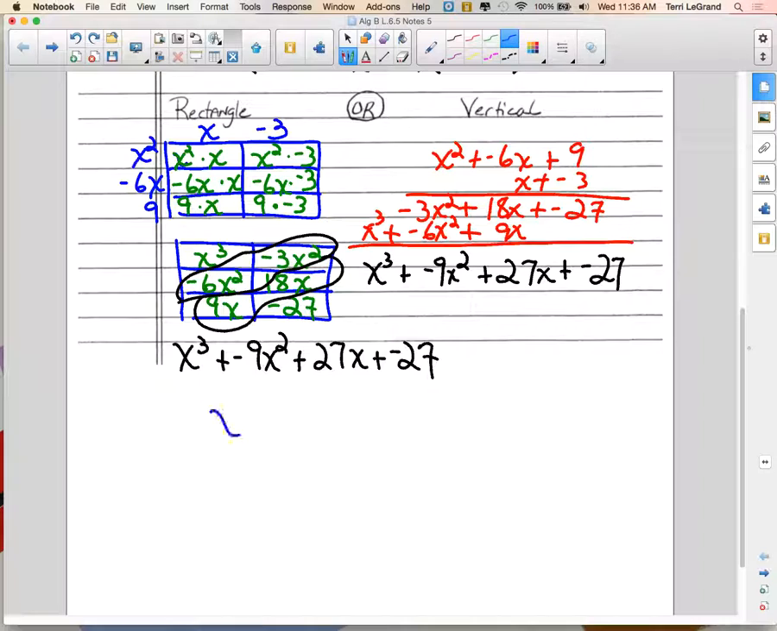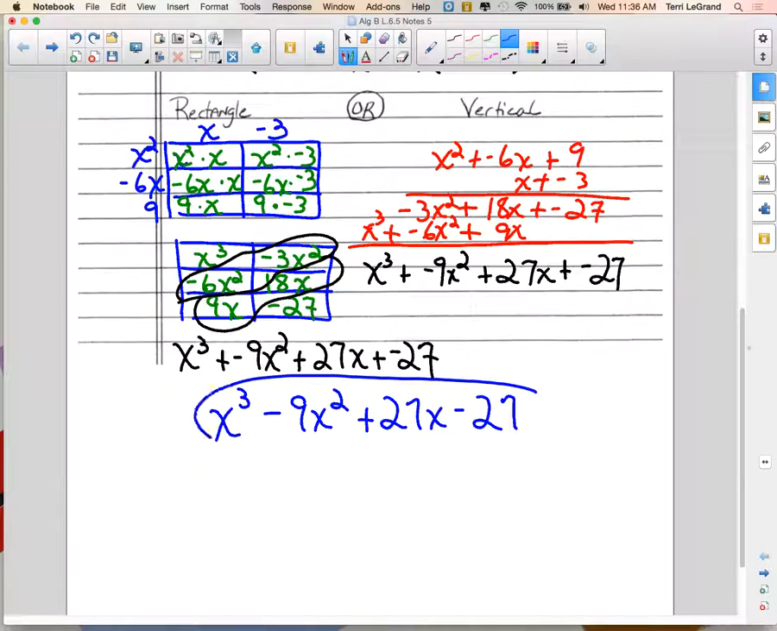Okay, so cleaned up, I get x cubed minus 9x squared plus 27x minus 27. Do we agree? Yeah.